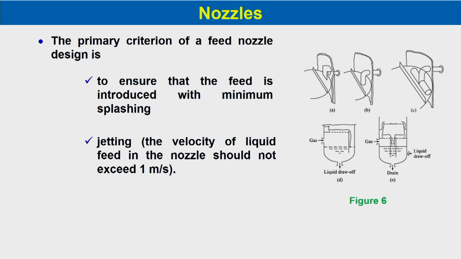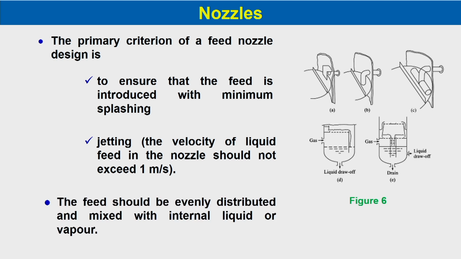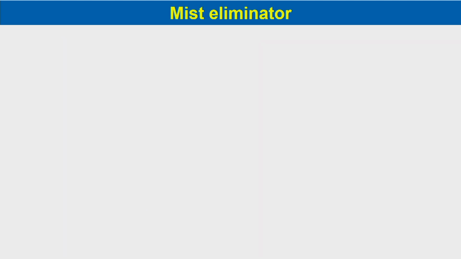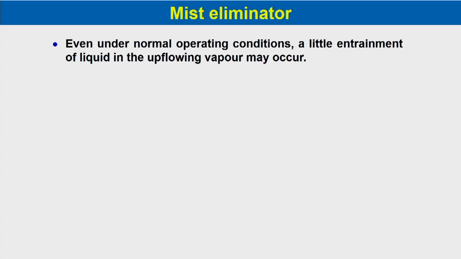To avoid jetting, the velocity of the liquid feed in the nozzle should not exceed 1 meter per second. The feed should be evenly distributed and mixed with the internal liquid or vapor. Now, depending on the velocity of the liquid and the characteristics of the liquid and vapor, there is a formation of mist in general. Even under normal operating conditions, a little entrainment of liquid in the upflowing vapor may occur.